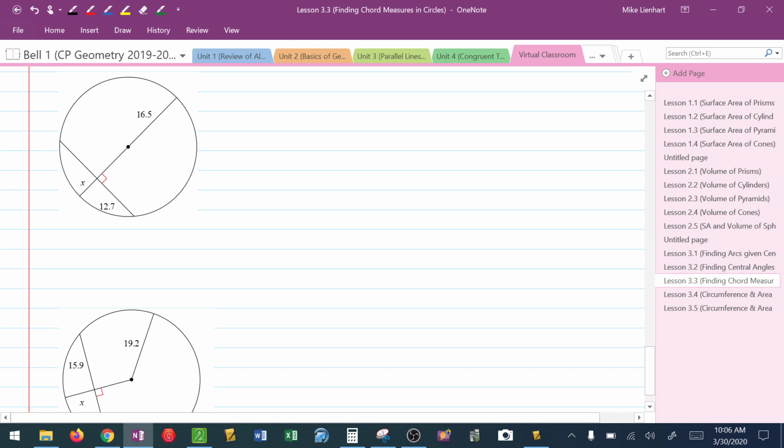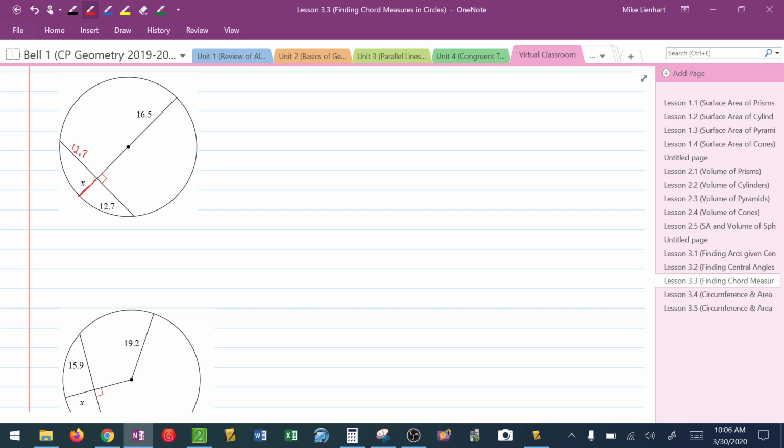All right, so this little segment right here is what they're referring to, 12.7. So I'm going to write that on there. Because I know that segment's 12.7, I'm going to write it over here. They want me to find x, which is this little piece right here. I know that that's a part of the radius, but it's not the whole radius.